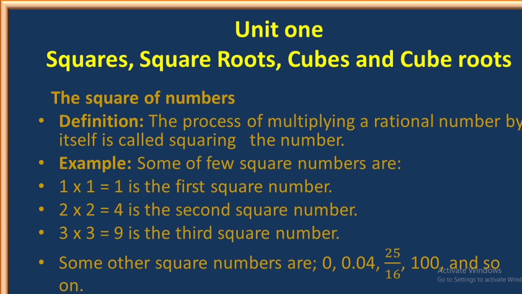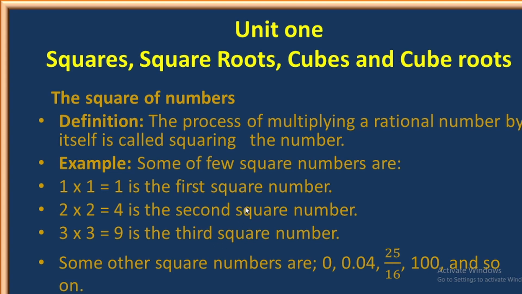For example, some of the few square numbers are, let's say, 1 times 1. You see, the number 1 multiplied by 1 gives what? 1, and 1 is the first square number. 2 times 2 is 4, because if you consider 2 as a rational number and multiply it by itself, it is 4, and 4 is the second square number. 3 times 3 is equal to 9, and it is the third square number. It goes like this.